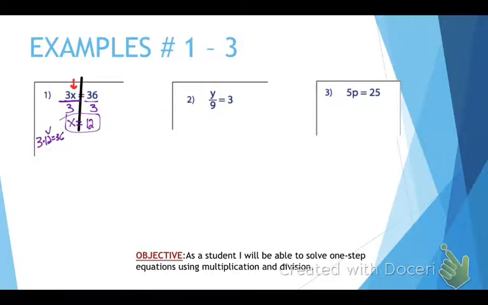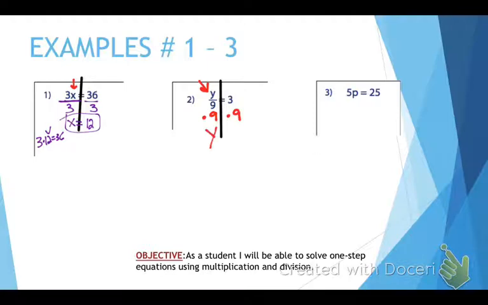Example number 2. Here we go. Draw my line through the equal sign. And then I need to find the variable. Well, the variable's over here. Y divided by 9. That's what that means. Y over 9 means y divided by 9. What's the opposite of dividing by 9? Well, it's multiplying by 9. So we're going to do that to both sides. Times 9 to both sides.